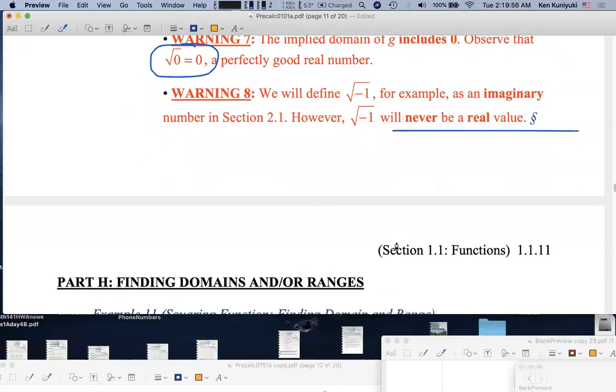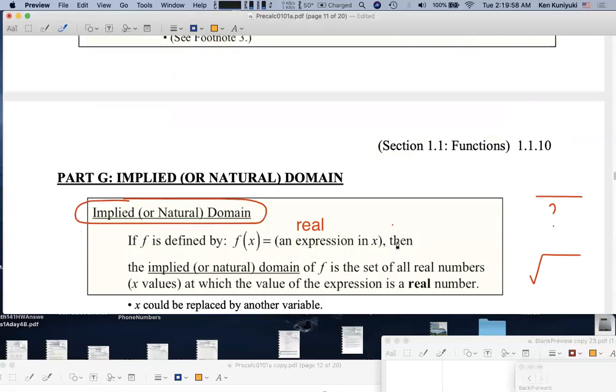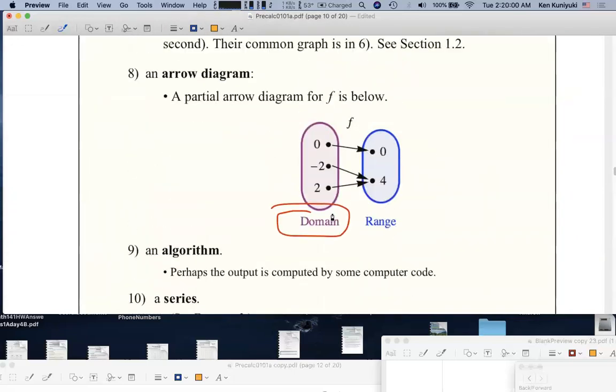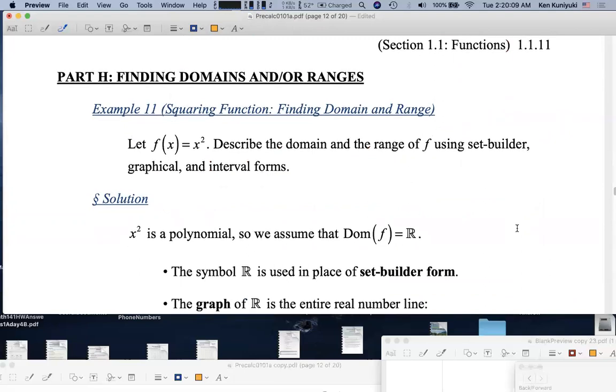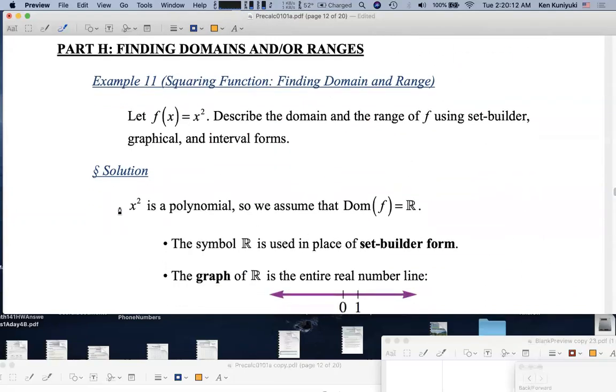Next, let's talk about domains and ranges in general. Remember, the set of legal inputs is the domain, the set of resulting outputs is the range. So for example, for our squaring function, because we're talking about a polynomial function here, the domain of f is assumed to be all real numbers. So if the defining rule is given by a simple polynomial, the assumed domain is R, the set of all real numbers, or this in interval form.